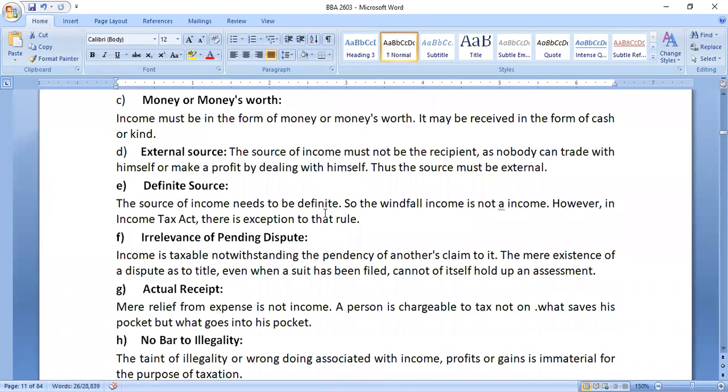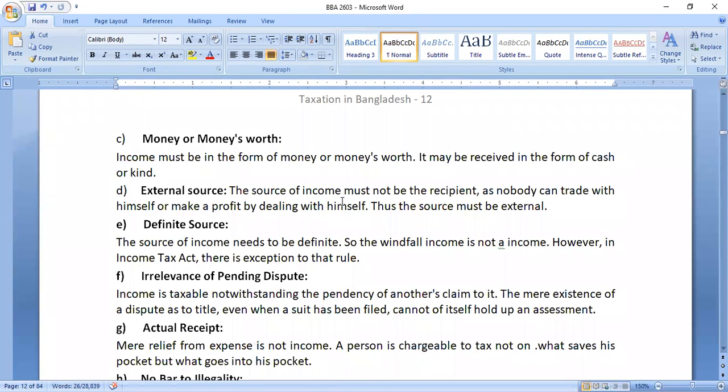And then number 3, money or money's worth. So this is another characteristic of the income. Income must be in the form of money or money's worth. It may be received in the form of cash or kind. Then number 4, external source: income must arise or be created from different sources.